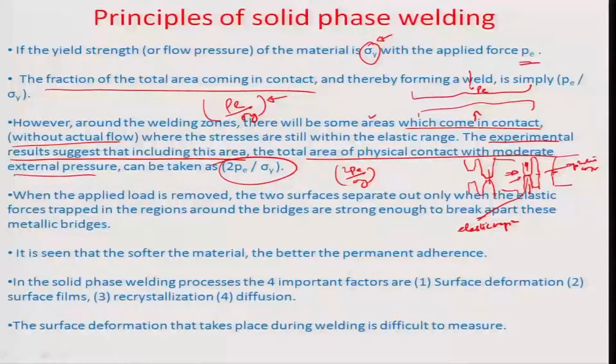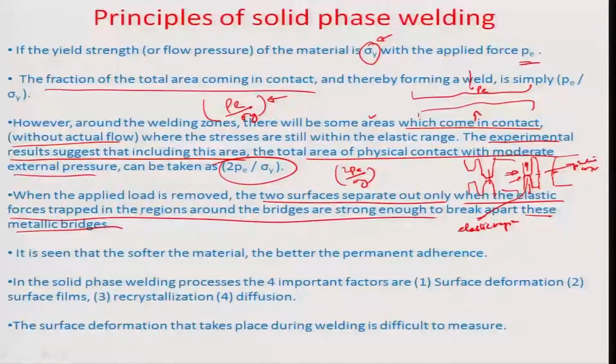When the applied load is removed, the two surfaces separate out only when the elastic forces trapped in the region around the bridges are strong enough to break apart these metallic bridges. If it does not happen, the weldment would remain as such.